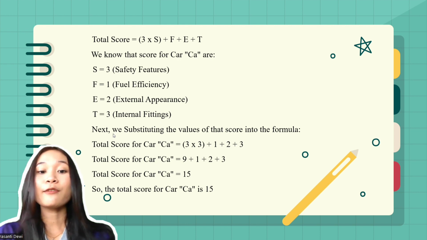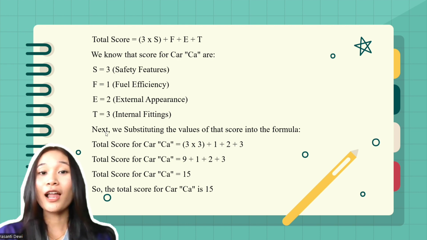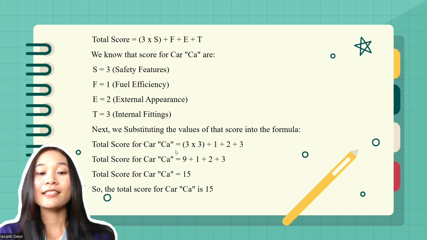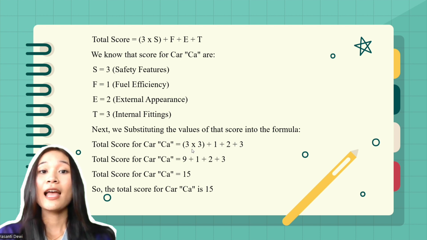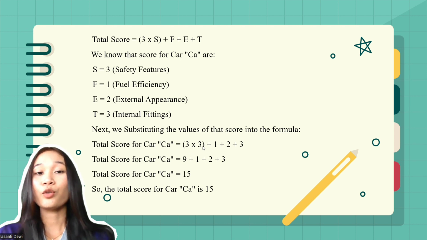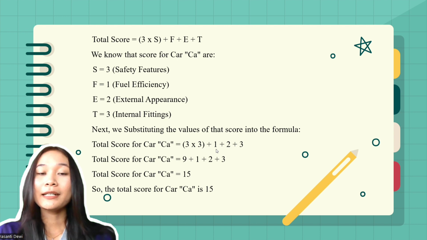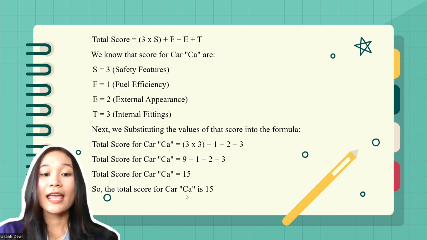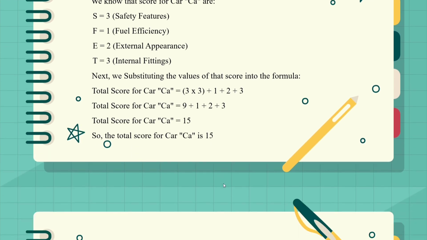Next, we substitute the values of those scores into the formula. So the total score for car CA equals (3 times 3, because the value of S is 3) plus 1, because the value of F is 1, plus 2, because the value of E is 2, and plus 3, because the value of T is 3. So we calculate, and we get the total score for car CA equals 15.